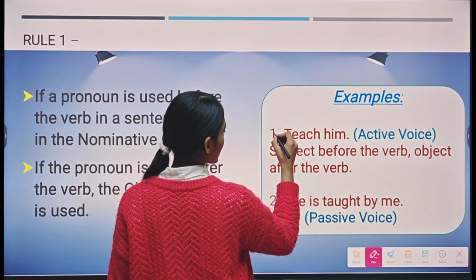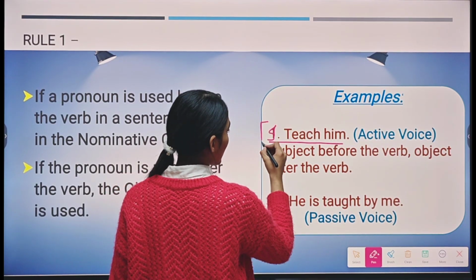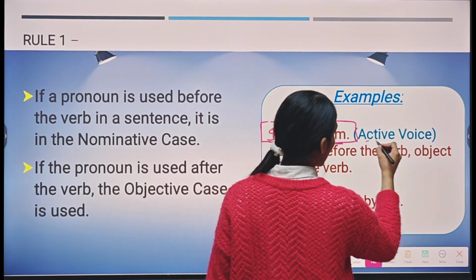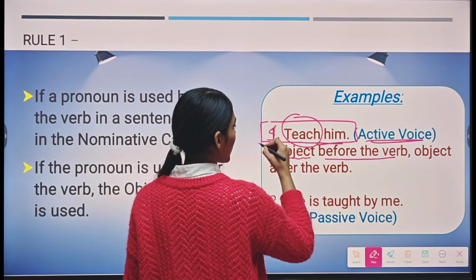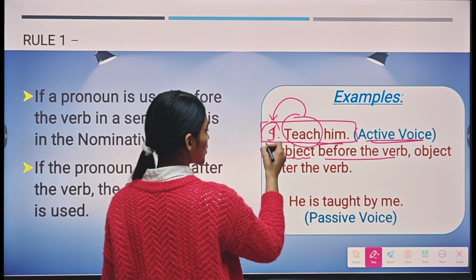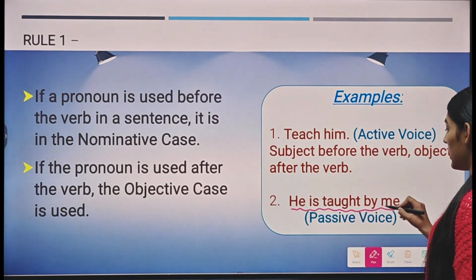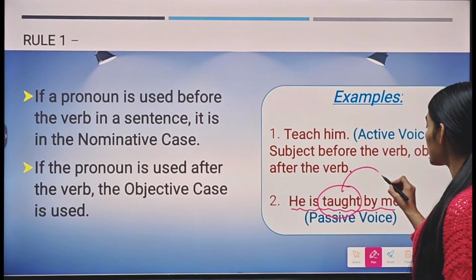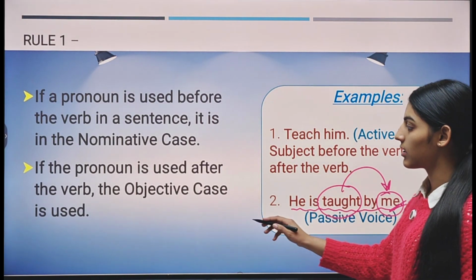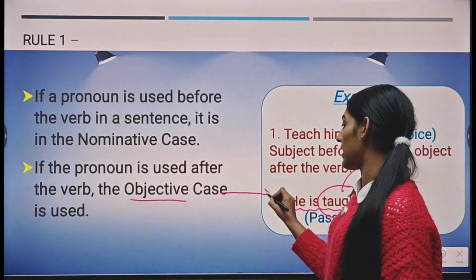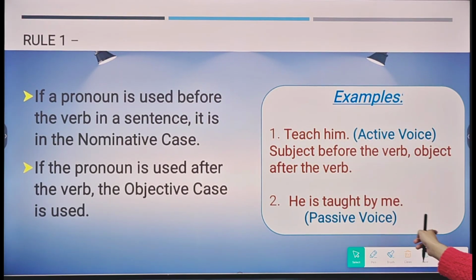Here we have the first example: I teach him. This is an active voice, and here we have a subject before the verb. This is the verb that we have, and before that we have a subject over here. Here we have the second example: he is taught by me. So here we have the verb form, and after that we have the pronoun. Now this pronoun behaves as object, so this will be the example for objective case. All right, now let's move on.